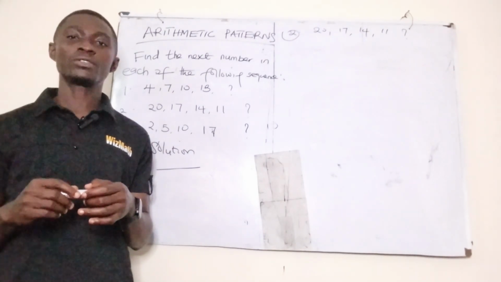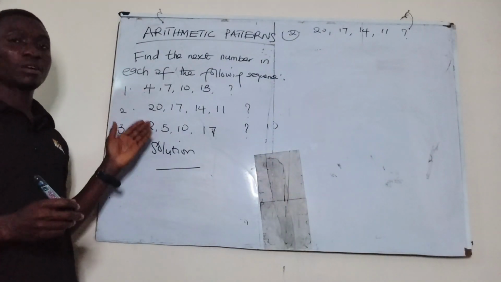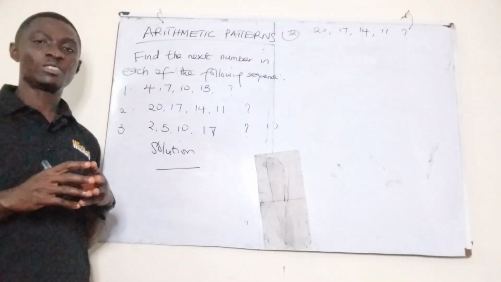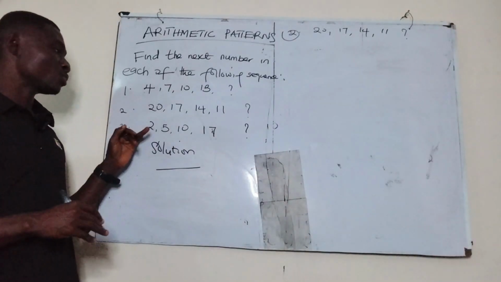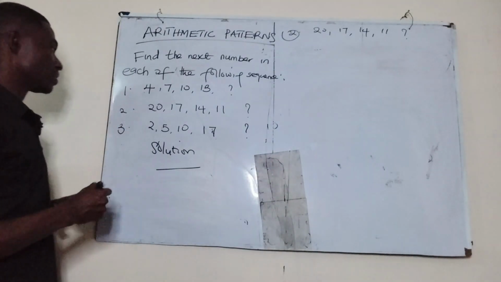At other times, and in very few instances, the difference seems not to be common across the digits in the sequence. So in today's class, we will look at the first two examples, which reflect cases where the difference is common, and we'll also look at a case where the difference is not common. So let's treat the first example.